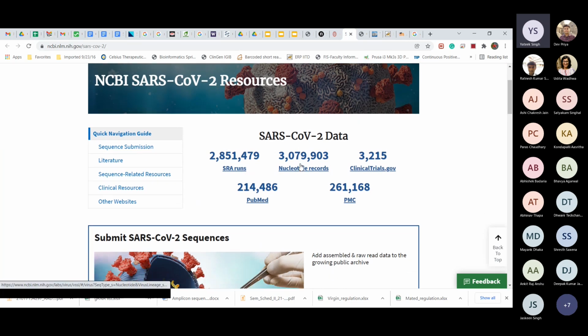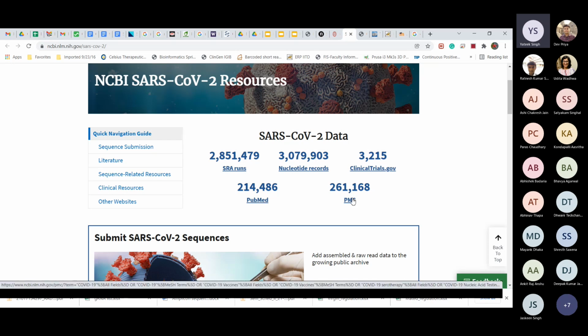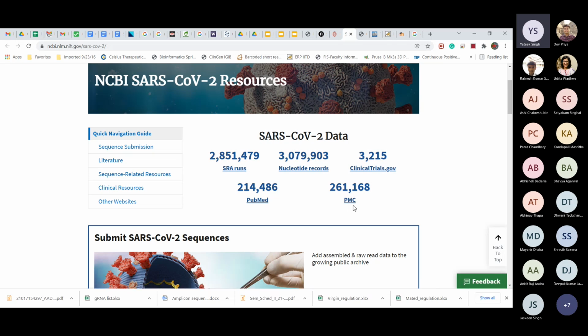So what all does it have? This has about 3 million nucleotide records. What does this mean? This means that 3 million sequences of SARS-CoV-2 virus have been sequenced, right? And all of these would be lying in different kinds of lineages, alpha, beta, delta, omicron, right? Things like that. There are about 200,000 or 2 lakh different articles that have been published around this in PubMed. And similarly, about 2.5 lakh articles have been put in PubMed Central. So these are basically two different versions of PubMed.